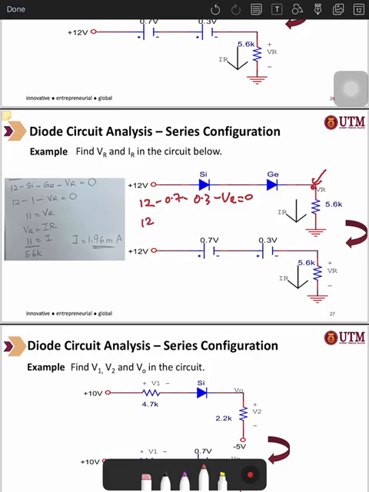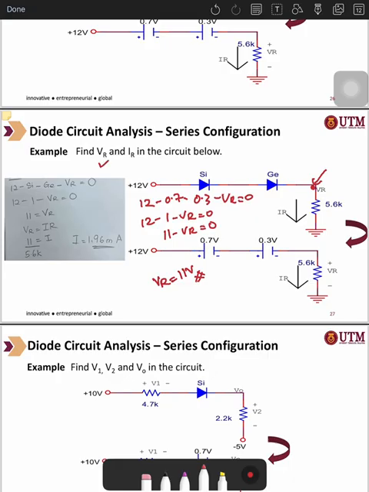So 12 minus 1 minus VR equals 0. 12 minus 1 is 11, so 11 minus VR equals 0. When you rearrange, you will get VR equal to 11 volt. All right, so that is done for VR.